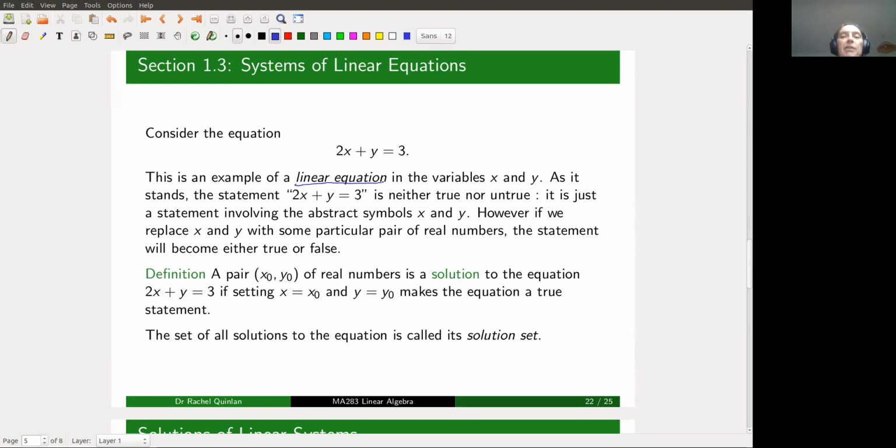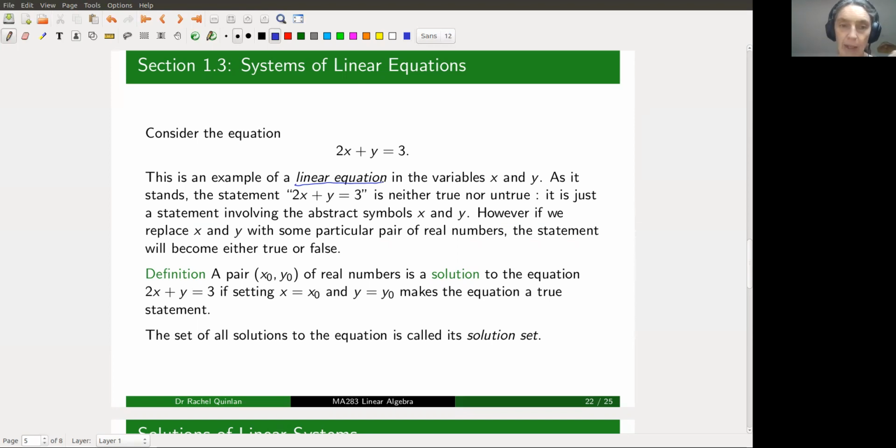Okay. And one remark about that equation is, as it stands, it's just a statement. 2x plus y equals 3 is an assembly of symbols. It's a formal statement. And it's neither true nor untrue. It's just an expression that has some symbols in it, an equal symbol and some variables called x and y, and coefficients which are 2, 1, and 3 on the right-hand side. So that statement is not true or false. It doesn't have the capacity to be either true or false. It's just a statement involving these abstract symbols.